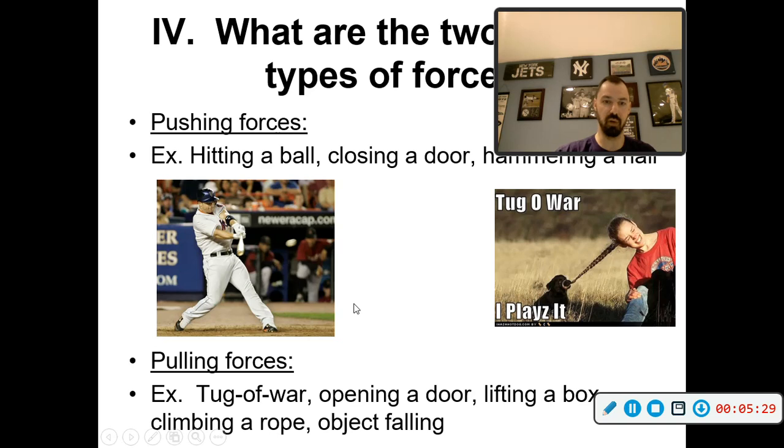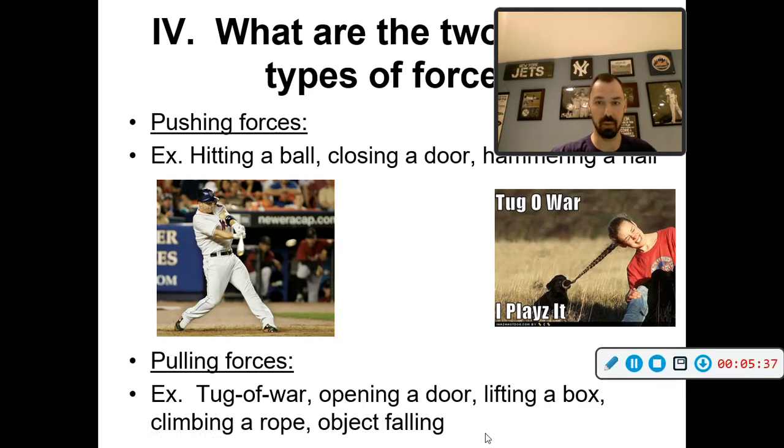Pulling, we're doing the exact opposite. So pulling forces, we're pulling the object towards us. It could be as simple as tug of war, opening a door if we're pulling the door open, lifting a box because you're fighting gravity, climbing a rope, you're pulling your body up as you climb, or an object falling because gravity is pulling it down to the ground.